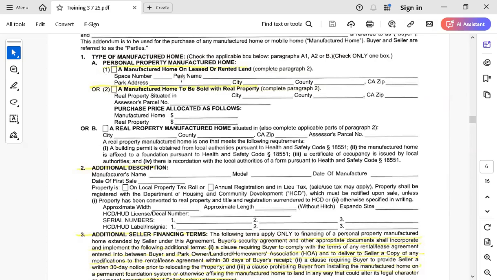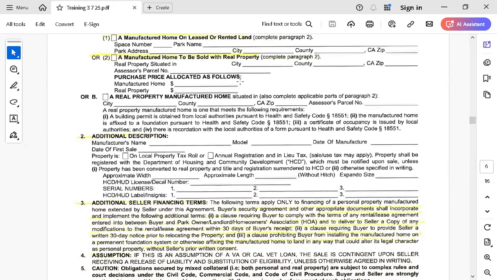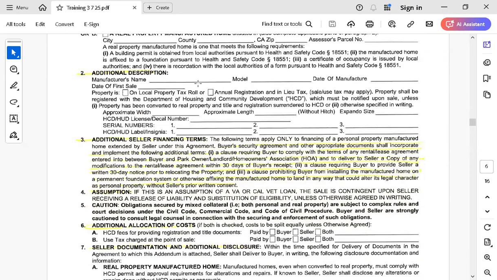So a mobile home, it's a personal property manufactured home. Here you check this box, a mobile home on leased or rented land, if that is the case, or that it's going to be sold with real property. Additional descriptions, you will need the manufacturer's name, model, date of manufacture, date of first sale. Now you can get that information later from the listing agent, and there should be a decal on that mobile home that they can give you the decal stickers.